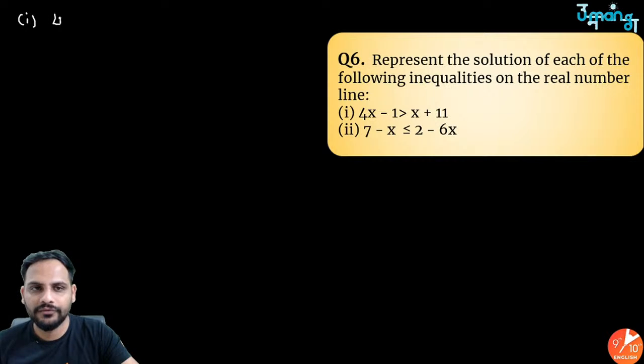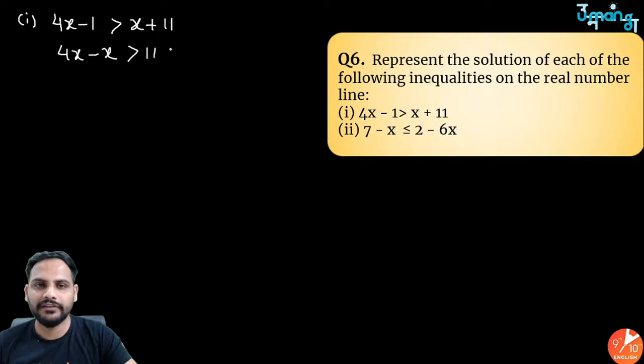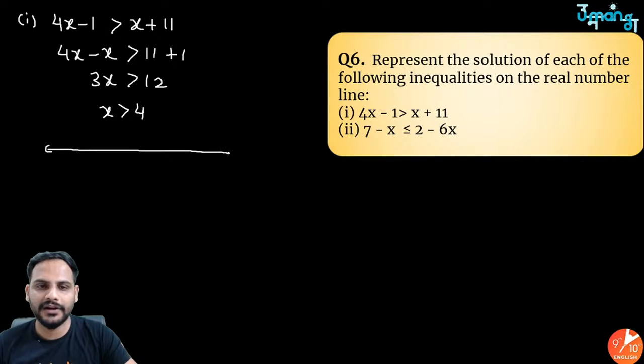First one, 4x minus 1 is greater than x plus 11. So shift x over there, minus 1 over here. 4x minus x is greater than 11 plus 1. 3x is greater than 12. x is greater than 4. So simple, x should be greater than 4.